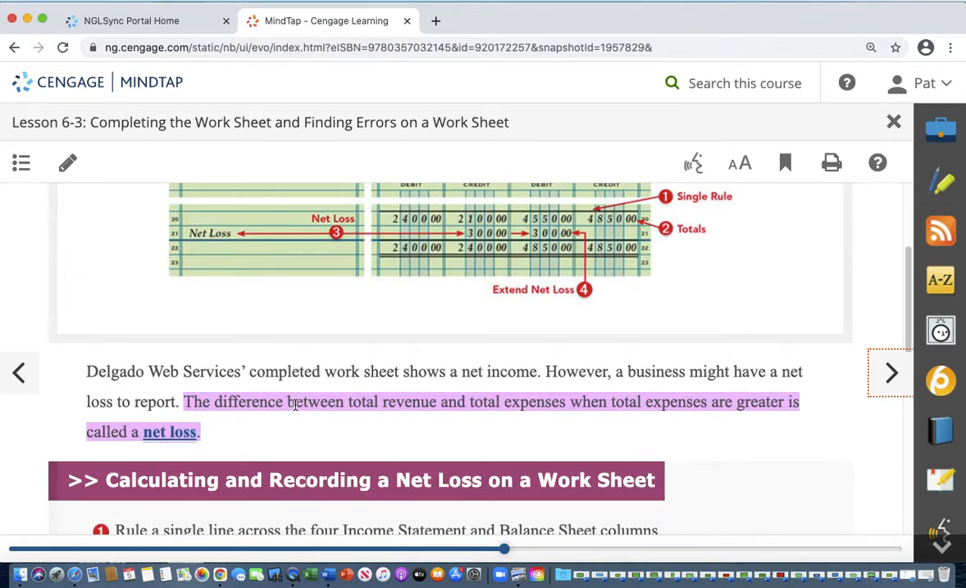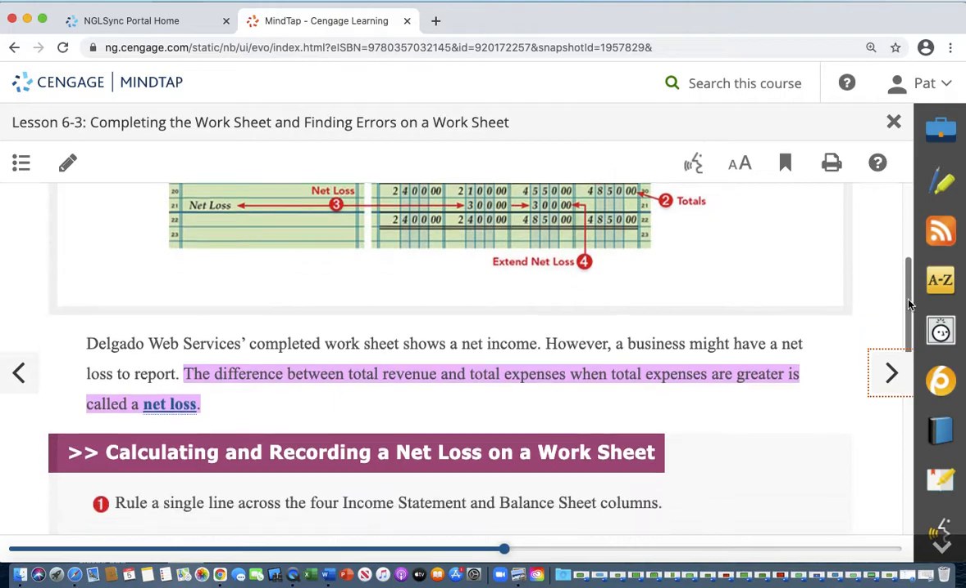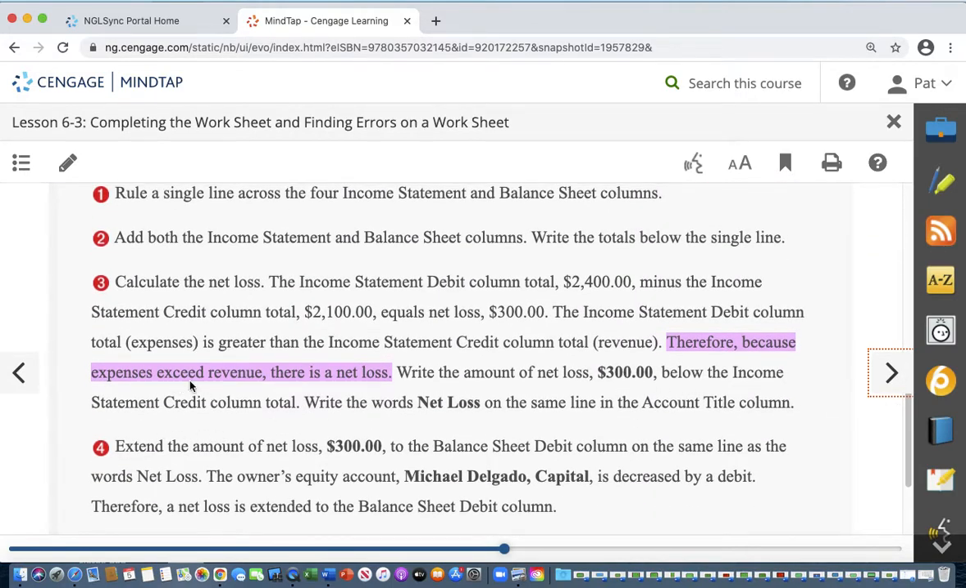Okay, what's net loss? The difference between total revenue and total expenses when expenses is greater. Kind of, sort of, okay? Okay, a couple head nods. Expenses exceed revenue, it's a net loss. That's redundant. I just told you that.